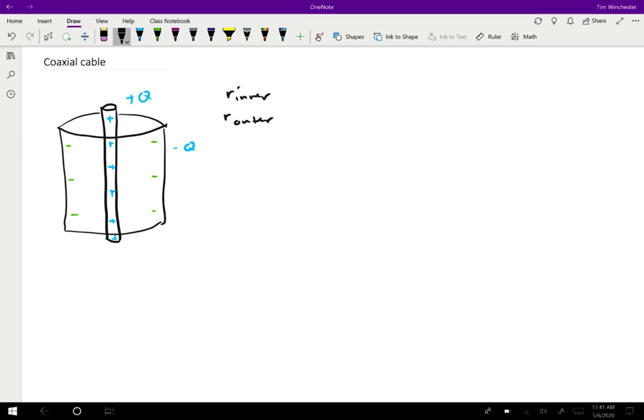Okay, so we've solved what the electric field looks like in a situation such as this using Gauss's law. So the electric field is going to be equal to lambda over 2 pi epsilon naught r. Okay, so closer to the wire it'll be larger, further away it'll be smaller. And remember, lambda is Q over L. Lambda is Q over L, so Q over 2 pi epsilon naught L r.